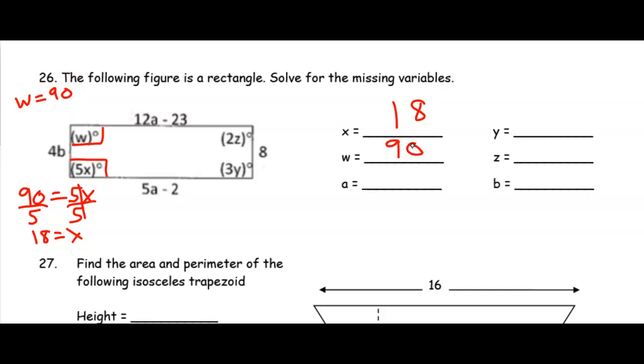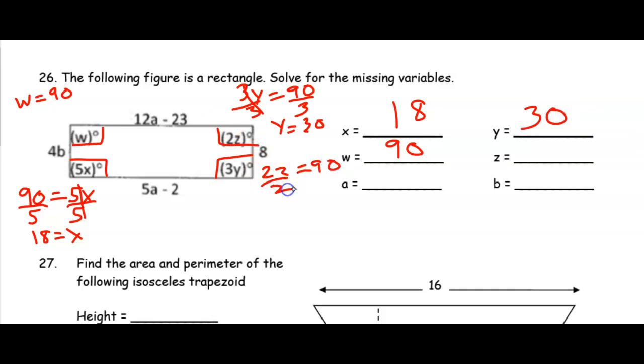So for a, actually let's do y. 3y equals 90. Divide by 3, and we get 30. And for z, 2z equals 90. Divide by 2, z equals 45.